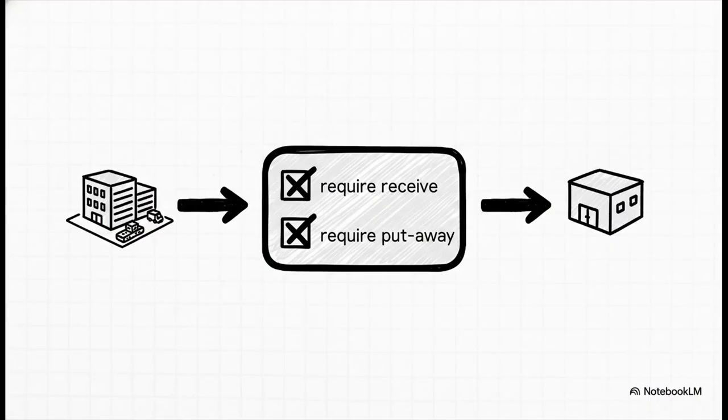And this is where the magic really happens. Just by using these 2 little checkboxes, require receive and require put away, you can set up completely different processes for different warehouses. I mean, think about it. Your huge distribution center might need that complex 2-step process, while a small satellite shop can use the simplest method possible. That's some serious power and flexibility right there.